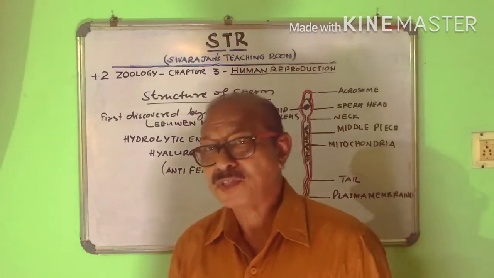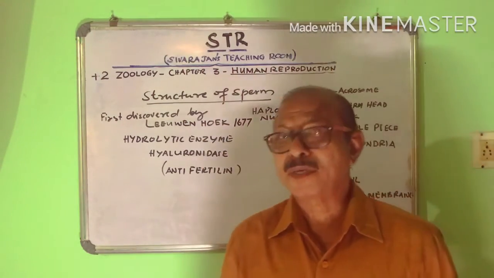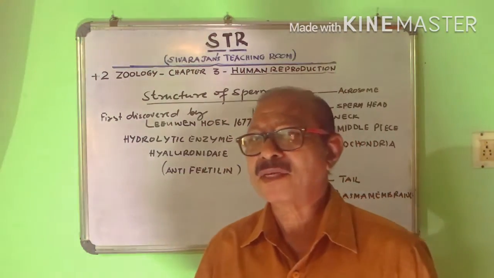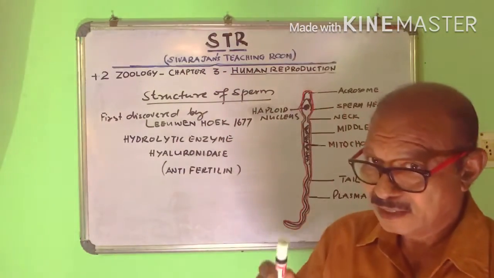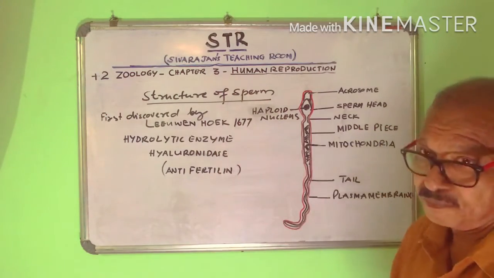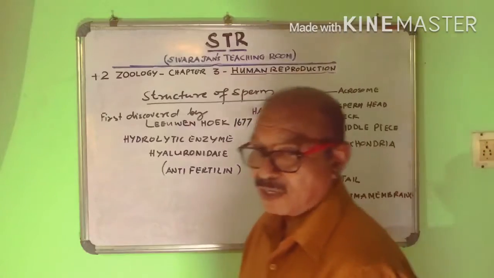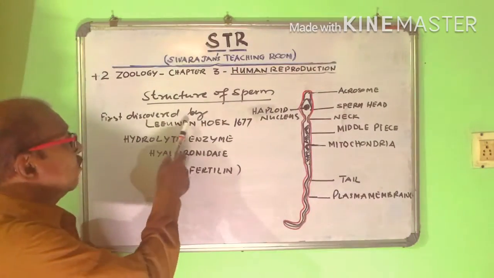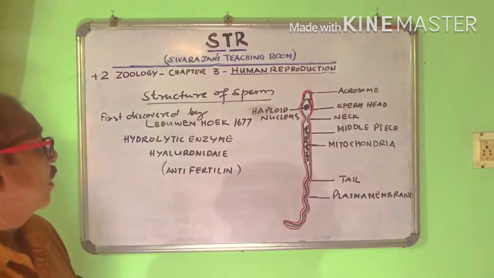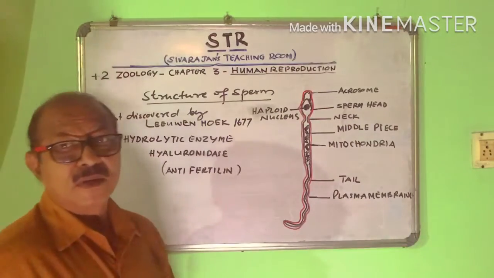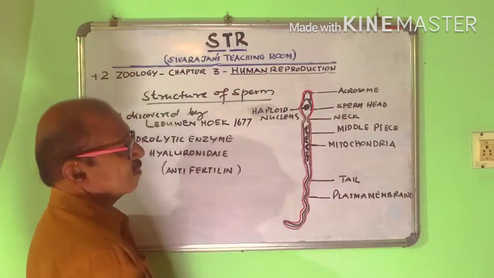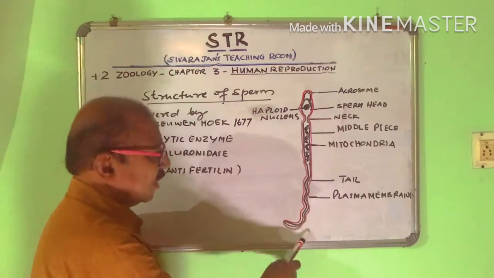In the last episode, we had discussed spermatogenesis. Spermatogenesis is the process of formation of the male gamete or the sperms that we had seen in detail in the last episode. Today, we are looking into the structure of the sperm. The sperm was first discovered by Leeuwenhoek in 1677, and it has four important parts: the head, the neck, the middle piece, and the tail.